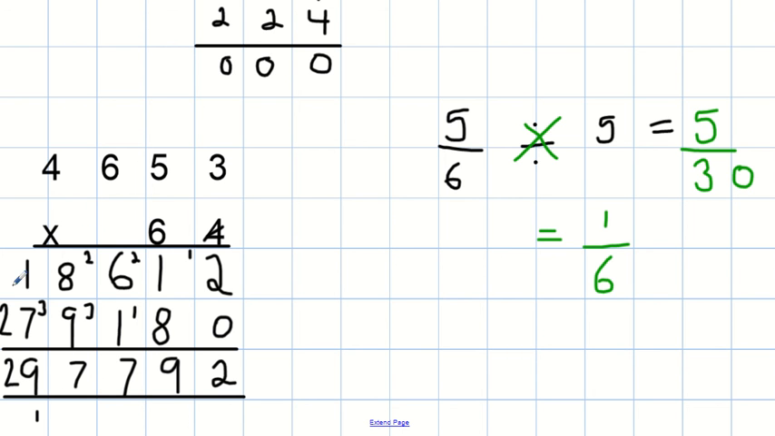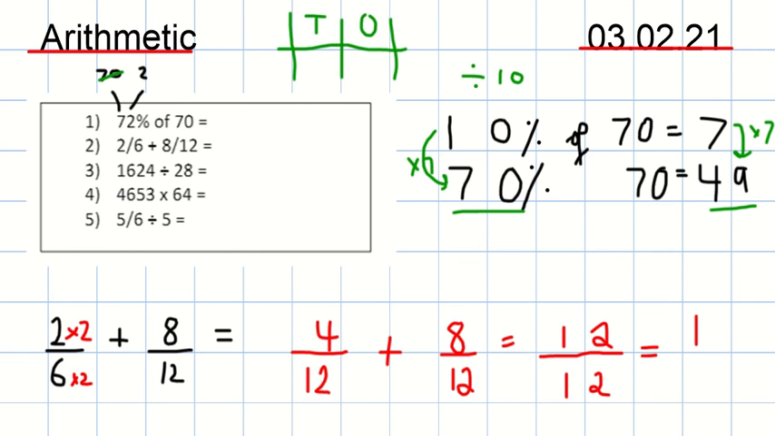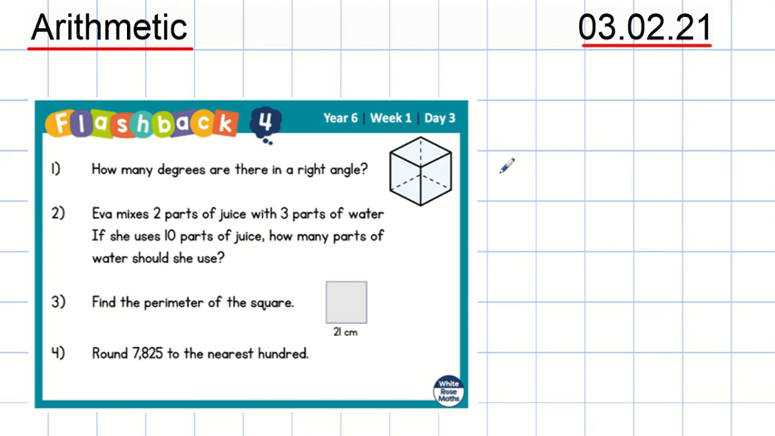Okay, that concludes our arithmetic for today. We need to move on to our flashback now. So we'll start with question number 1. How many degrees are there in a right angle? So we know that a right angle can look like this. It could be this way round. We've also seen right angles when they're on the diagonal as well. How many degrees are in a right angle? Well done if you remembered that there are 90 degrees in a right angle.